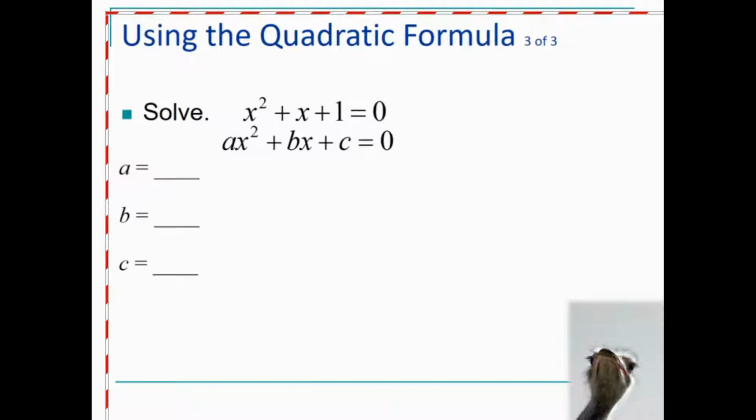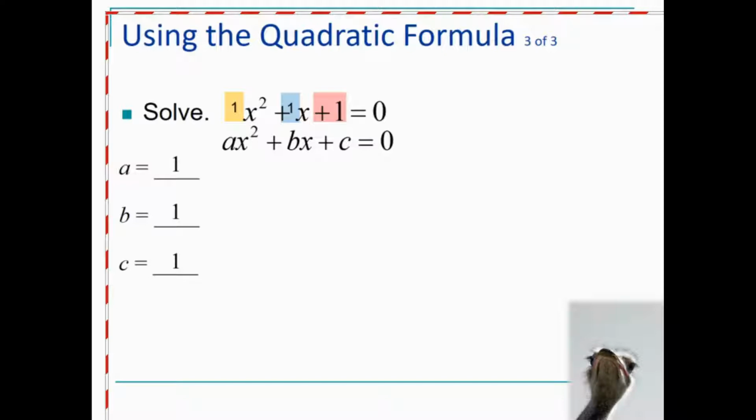We now can determine the coefficients, or the values needed for the quadratic formula. The coefficient of the squared term is our value of a, which is 1 for this particular problem. B, the coefficient of the linear term, is 1 as well, and our constant term is 1 as well.